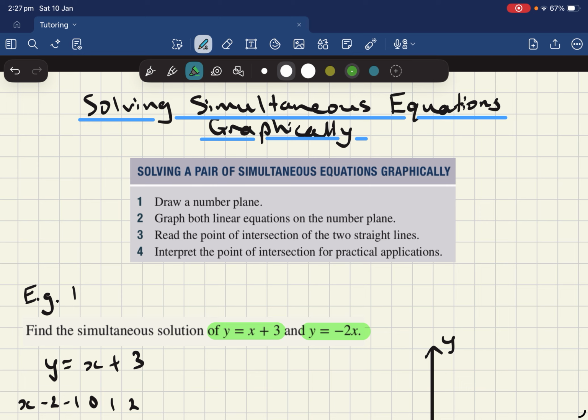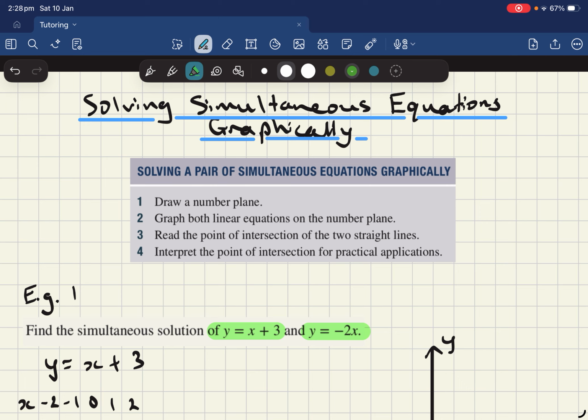Now, in a graphical context, which is what we're doing in this video, in order to solve simultaneous equations, we are just graphing the two lines and then seeing the point where they meet. That point will have an identical x and y value for both equations, and it's going to be a point that satisfies both equations. So I've got some steps here for you.